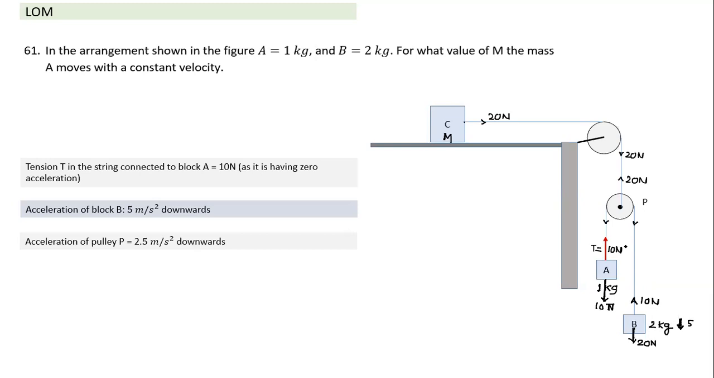From here, we can find out basically the constraint. This pulley will have an acceleration which is the average of the two. One is 0, the other is 5 downwards. So this pulley will have an acceleration of (a_A + a_B)/2, which will become 2.5 meter per second square in the downward direction. And since this block is connected here, this block also has the same acceleration, 2.5 meter per second square.